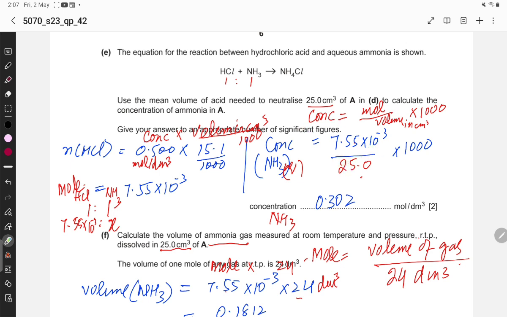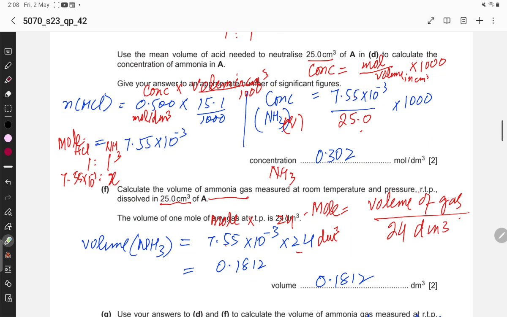Now we can find the concentration of ammonia by using moles over volume in centimeter cube multiplied by 1000. So this is the concentration of ammonia, 0.302 mole per dm cube.